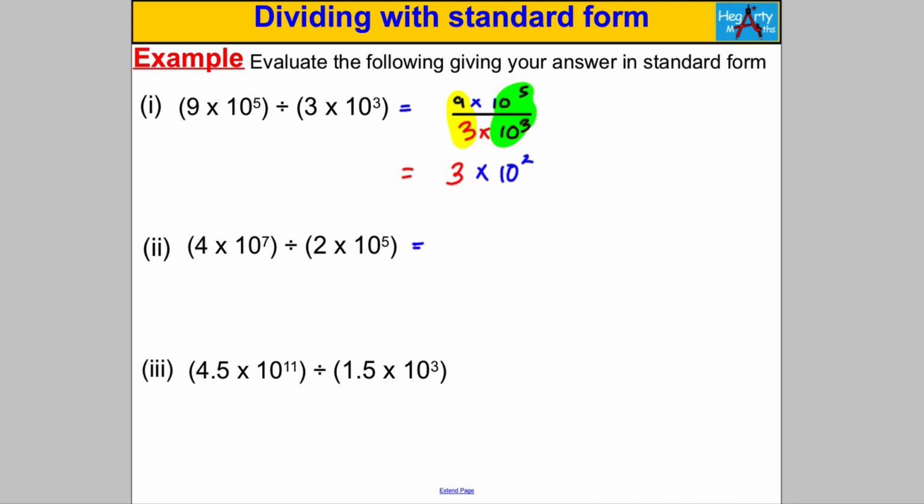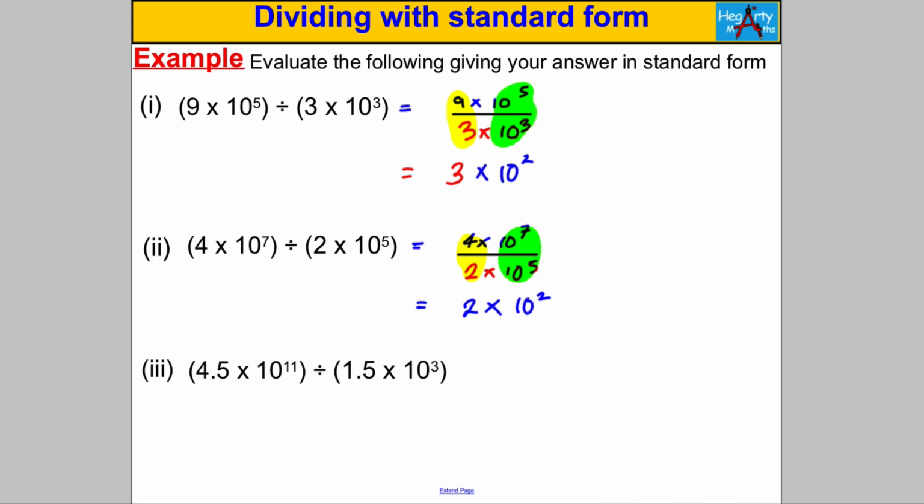Let's do this one, exactly the same. The trick is to write the division with an over sign or a fraction. 4 multiplied by 10 to the power of 7 over 2 multiplied by 10 to the power of 5. Let's do the 4 divided by 2 separately, and let's do the 10 to the 7 divided by 10 to the 5 separately. 4 divided by 2 is 2, 10 to the 7 divided by 10 to the 5 is 10 to the 7 subtract 5, which is 10 to the power of 2.